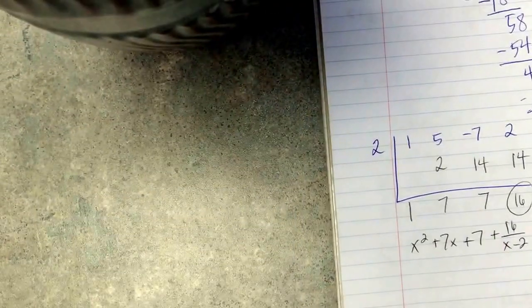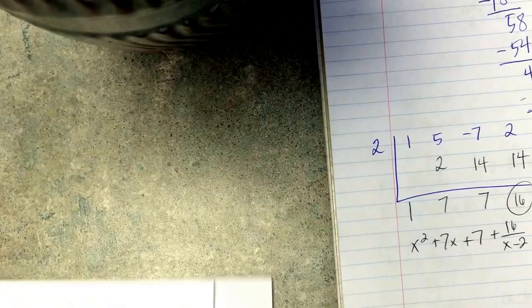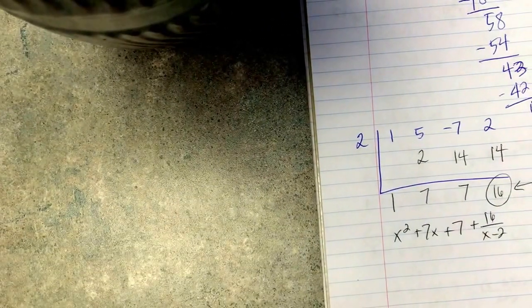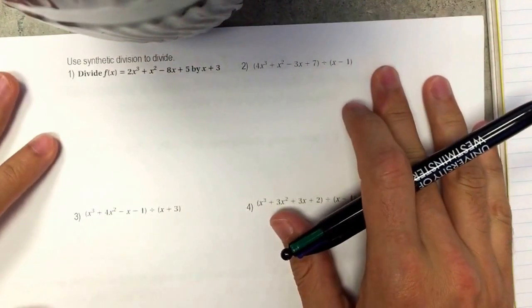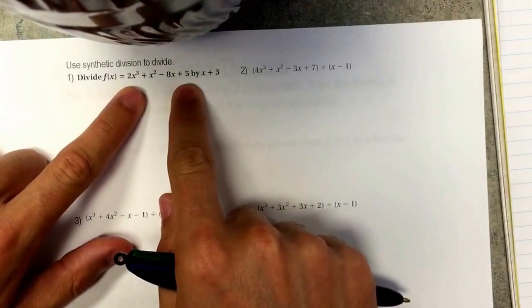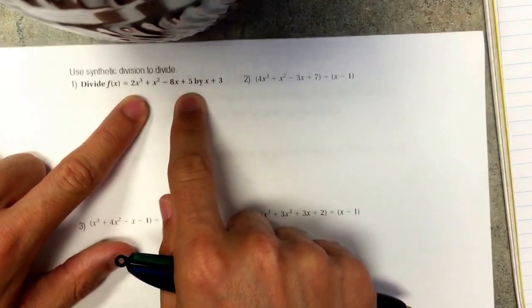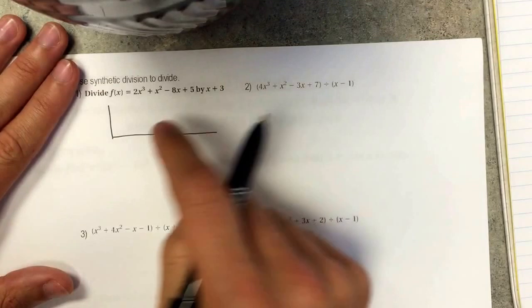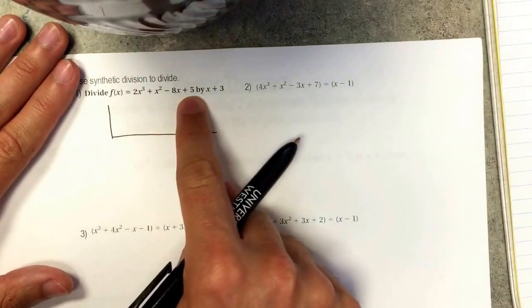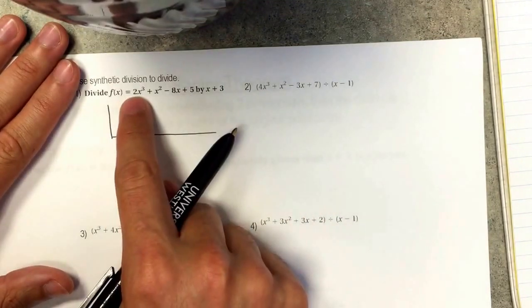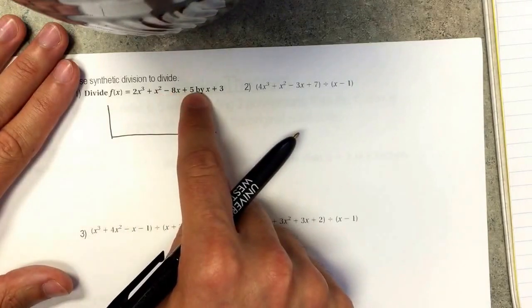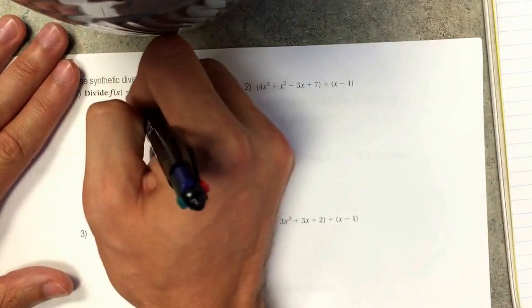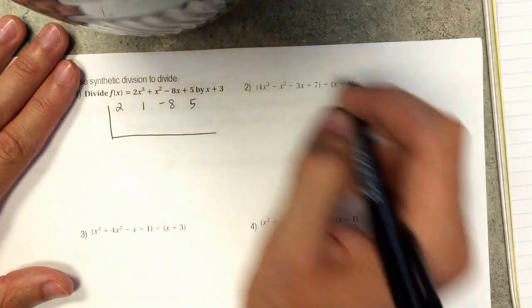So, let's talk about doing a couple problems as practice. And then we'll talk about why on earth we even care about this process. So this first problem, we'll just do one more example. We do this problem. The first thing you're going to do is list all your numbers. Again, make sure that you notice if any of the terms are missing. So cube, square, x, and nothing. So we're good. 2, 1, -8, and 5.